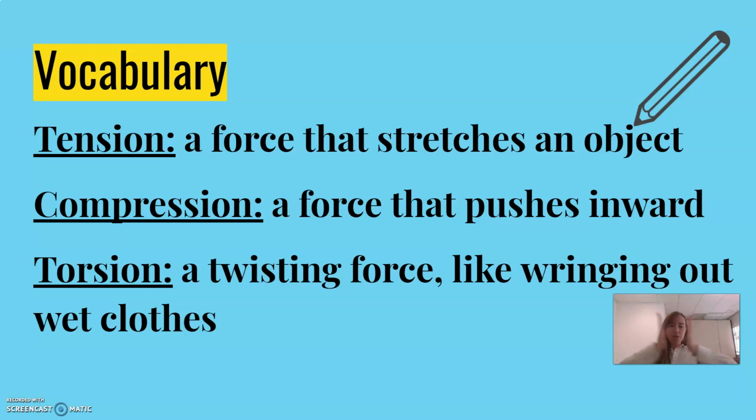Compression is like if you put your hands together and you push against them, that is compression. It's a force that pushes inward or into something else. Torsion is a twisting force, like wringing out wet clothes. So that would be like this, right? Twisting. This happens a lot because of wind in the natural world. So some really tall buildings are built with a lot of torsion in mind because of the wind.